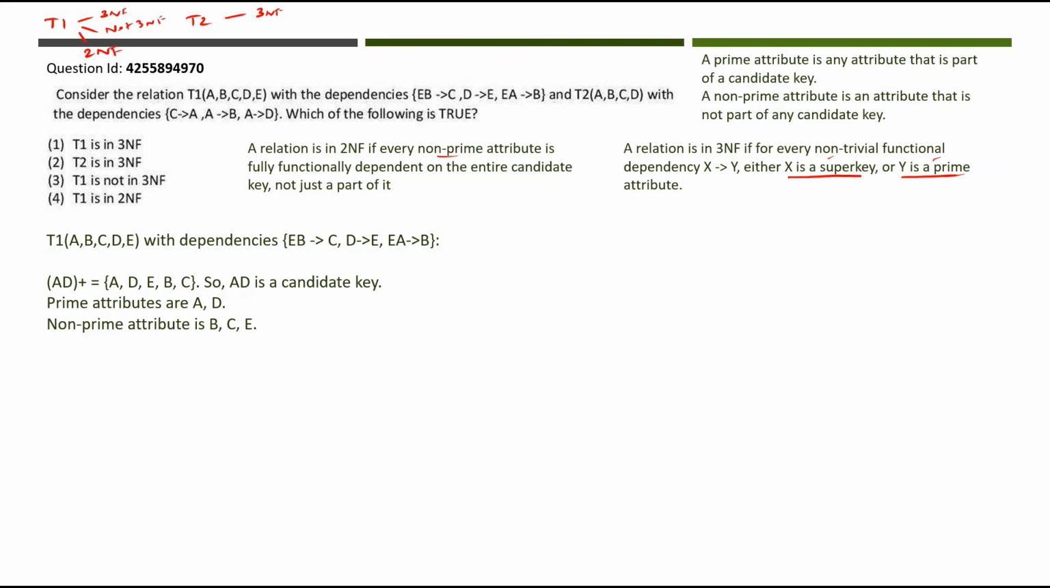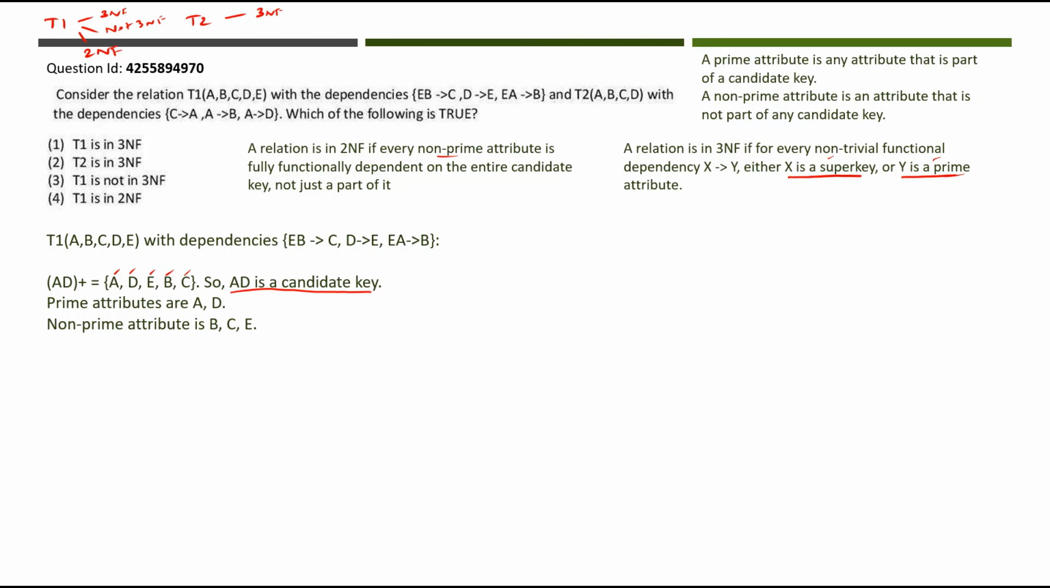From AD you will be able to find A and D. From D you will be able to find E. With E and A you will be able to find B. Then E and B can help you derive C. So all the 5 attributes can be taken if AD is the candidate key. So we are concluding AD is a candidate key.